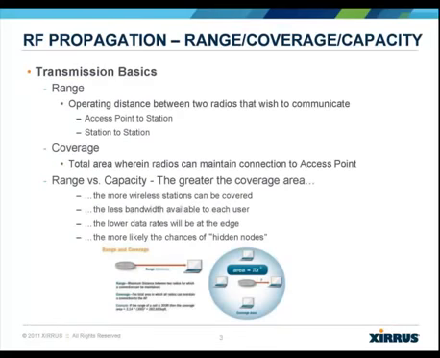RF propagation, range, coverage, and capacity. An important concept is to understand the relationship between range, coverage, and capacity. At first thought, the idea of the more range the better is appealing. However, that is often not the case. The greater the range of a radio, especially when using omnidirectional antennas, the greater the coverage of that single device. This works very well if only coverage is required. However, if performance is also required, then range can actually be detrimental to the network performance.